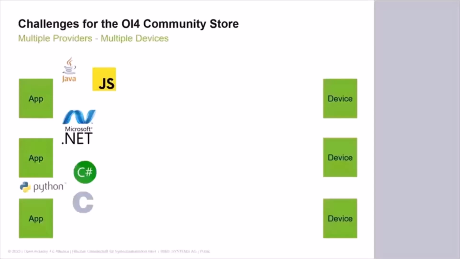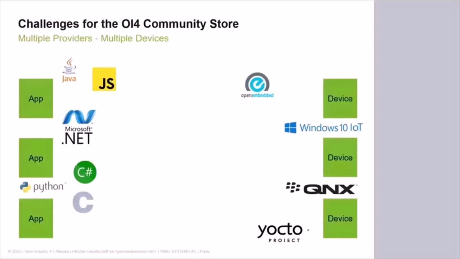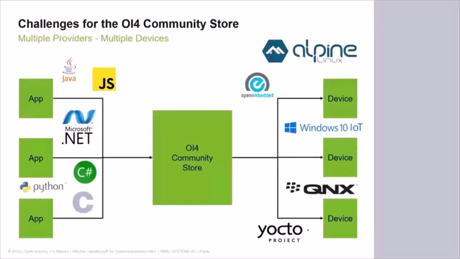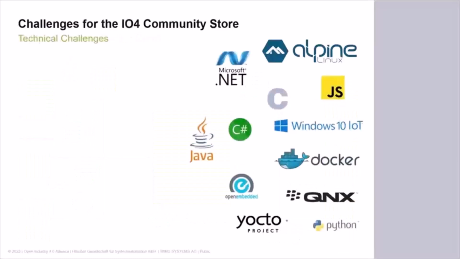And on the other hand, it should be open to multiple devices running on multiple operating systems. One of them is the netFIELD OS, but of course it should also run on an Alpine Linux container. It should run in some Yocto Linux projects. And with the OI4 community store, the idea is to deliver all these apps to all these devices. For this, the technology used is Docker, so that everything is put into a Docker container to offer interoperability. Using Docker created some challenges, especially for licensing and protection.